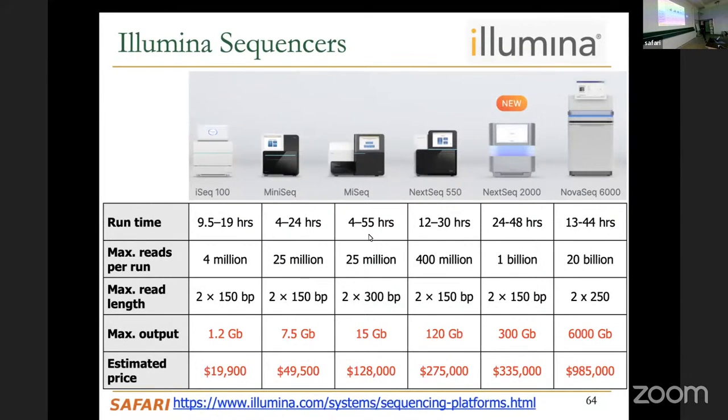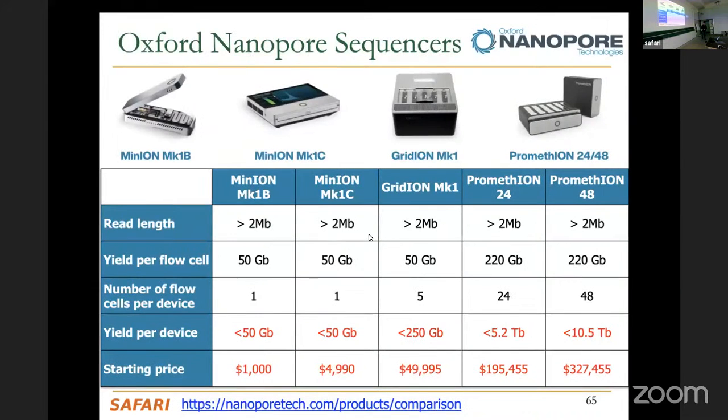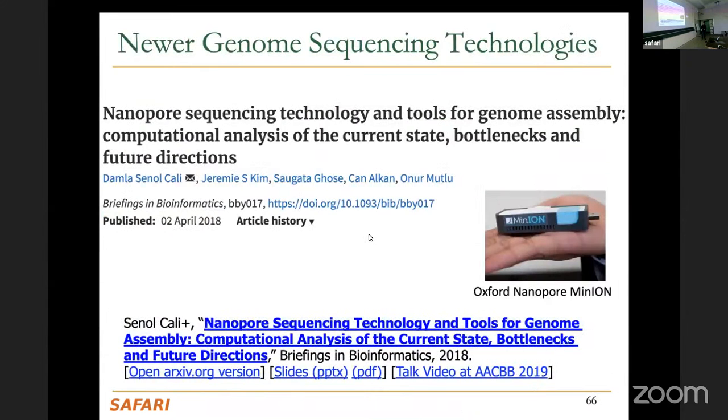So do the trade-offs, let's say, and also the prices. They may run within a few hours, or maybe longer than a few days. And then the amount of data that they can generate also changes and so on. So we continue to look at these new sequencing technologies. And one particular technology that we're looking at is called nanopore sequencing technology. And then we look at the challenges and also what's ahead with this technology. So this paper nicely summarizes the current steps and the challenges in analyzing the data generated from that particular machine.